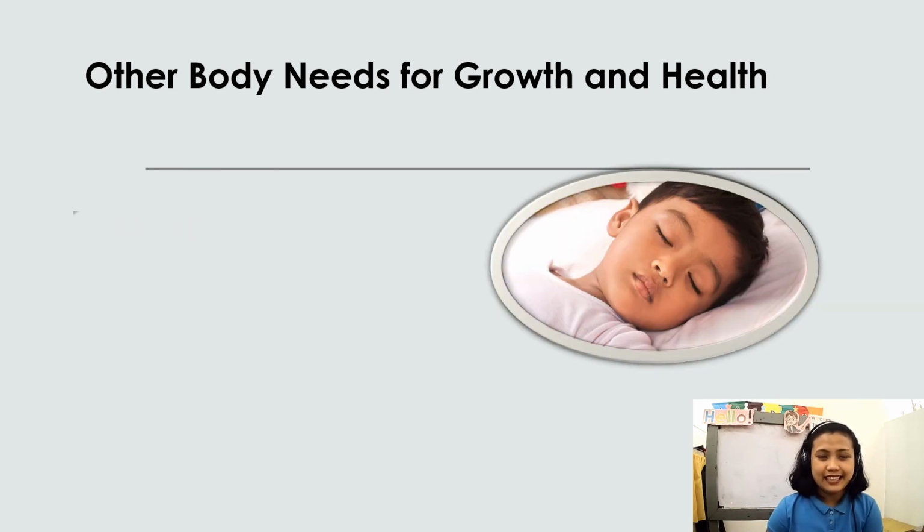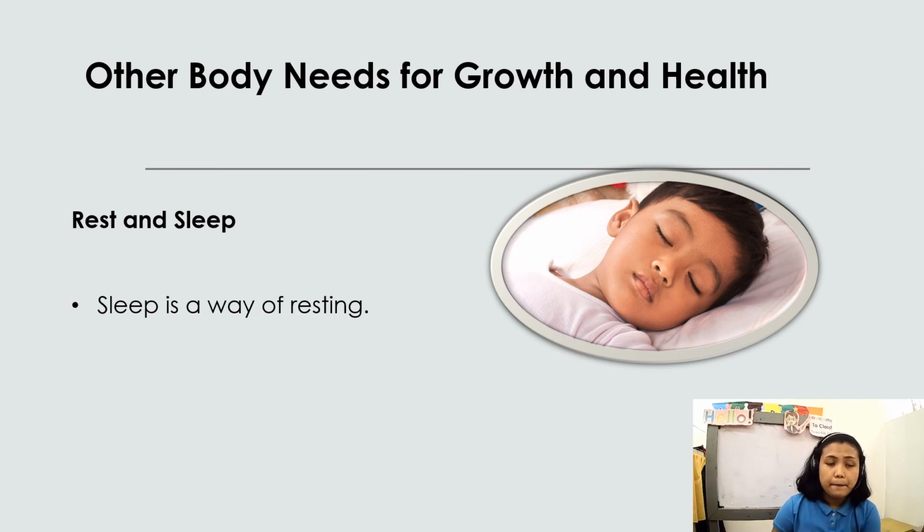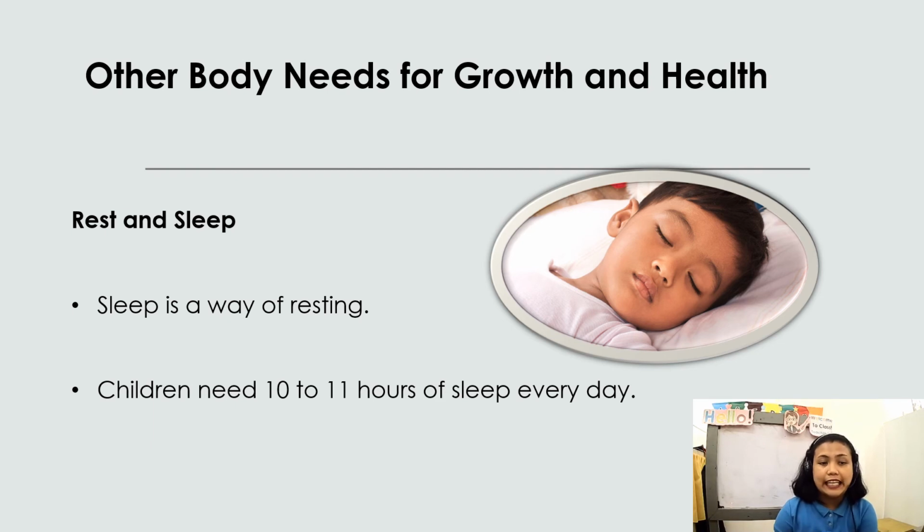So next is rest and sleep. You need to have rest and sleep. Children need rest after playing and after studying. Sleep is a way of resting. So if you are tired, take a rest or take a sleep. Children need 10 to 11 hours of sleep every day. So it should be 10 or 11 hours of sleep. You need to count what time you slept in the evening, then what time you woke up.